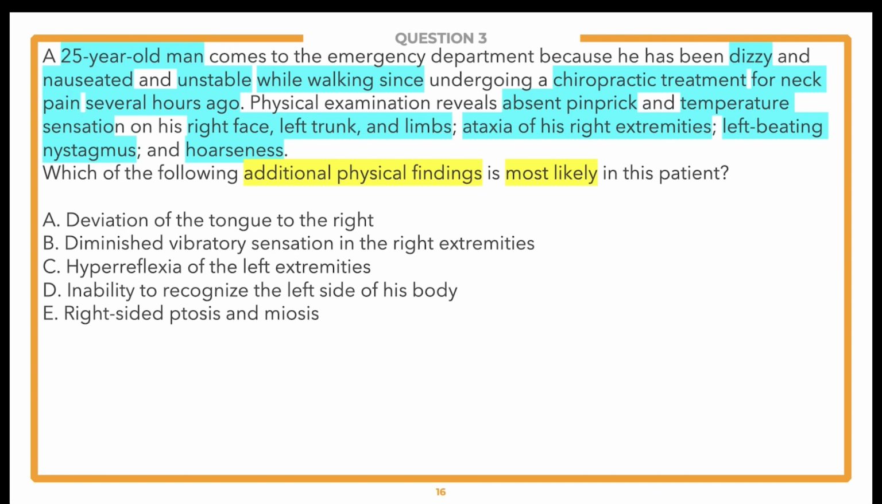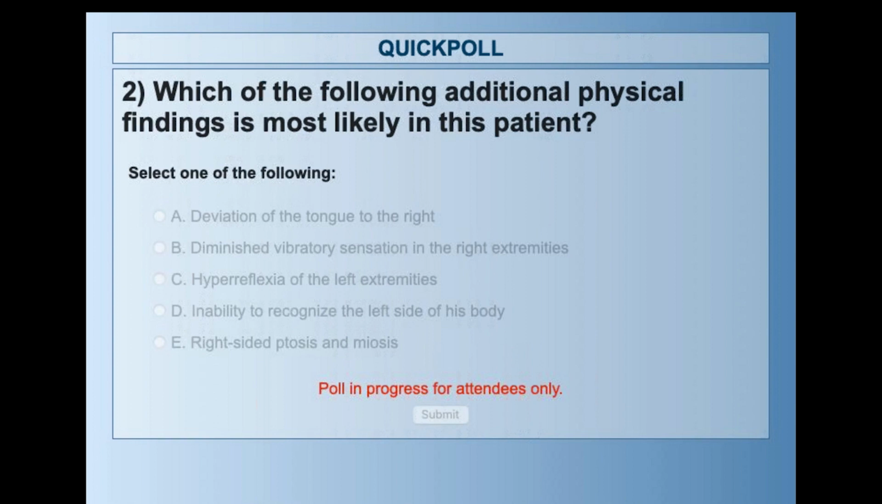Okay, so we are going to launch the poll. The poll is launched. Let us know which of these additional physical findings do you think is most likely in this 25-year-old patient?